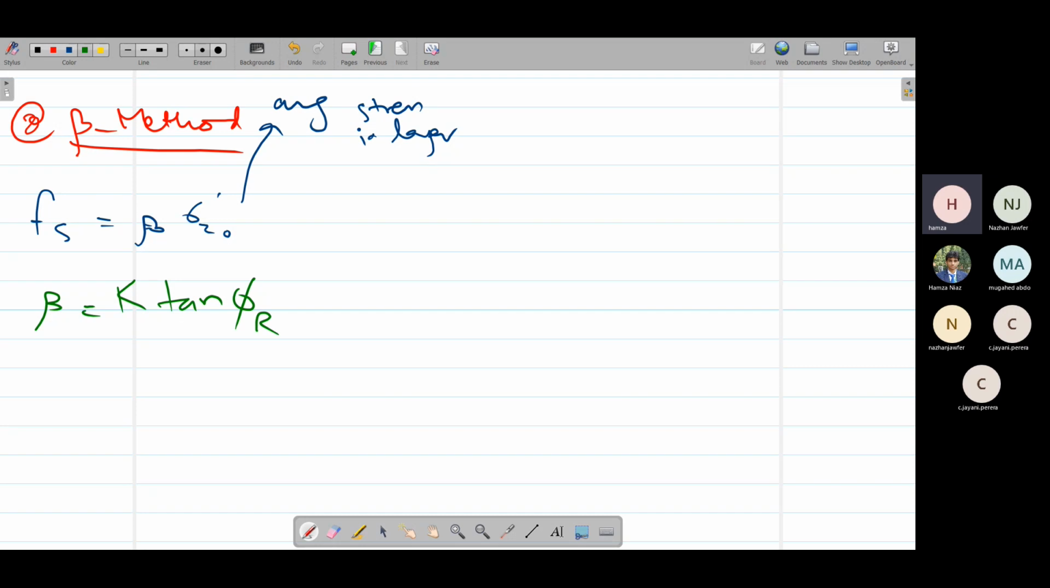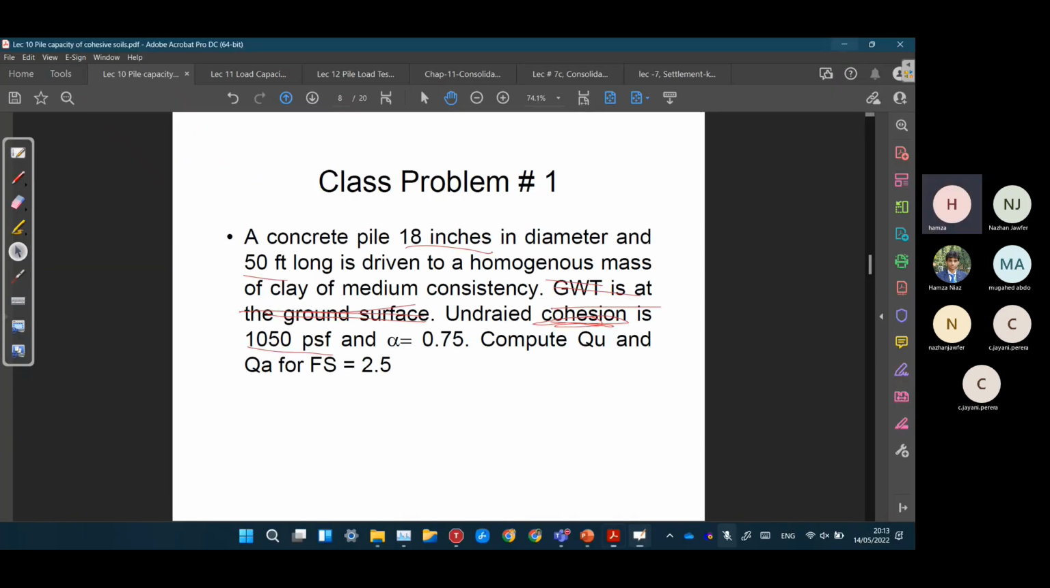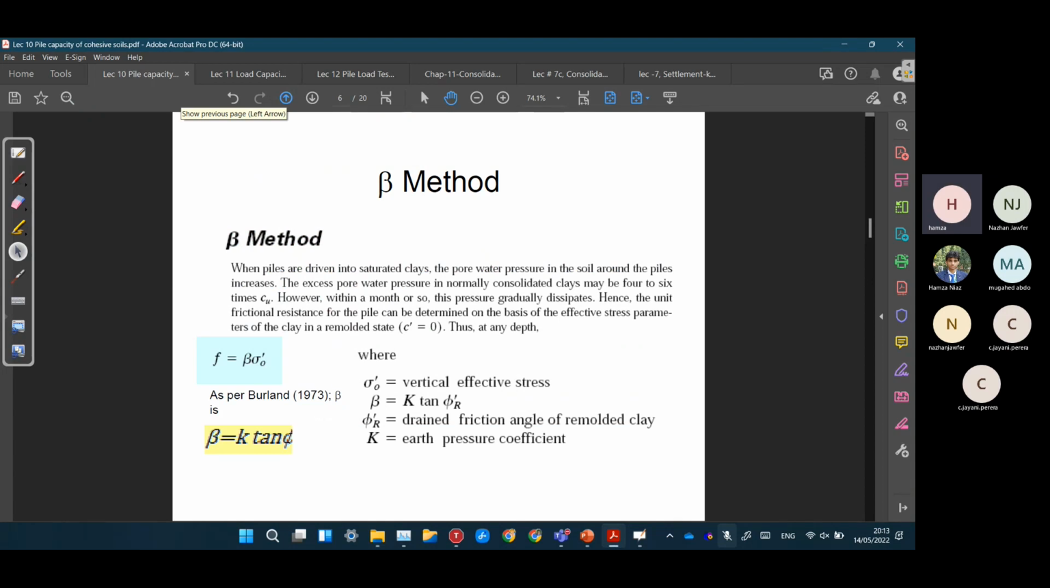Phi r is the remolded clay angle, the angle of friction of remolded clay. So we have two types of samples. First is the undisturbed sample or UDS. We can get the undisturbed sample of clays, but we cannot get the undisturbed sample of sands because they would fall apart. They have no cohesion. The second is the remolded sample, RS.